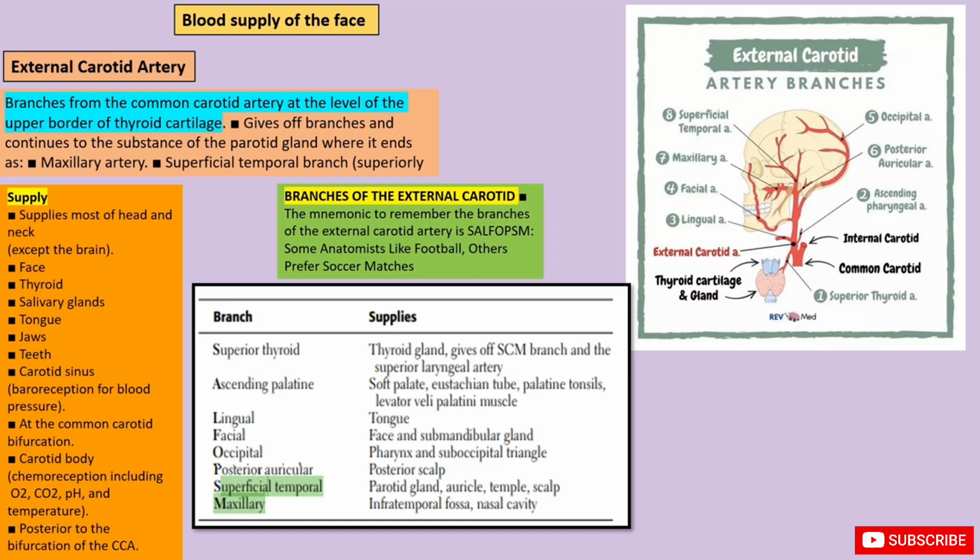The internal carotid will travel upward and supply your brain, and give only one branch on the face, near the eye, that is your ophthalmic artery. All of the other branches of the internal carotid are inside the brain. The rest of the head and neck is all supplied by the external carotid.